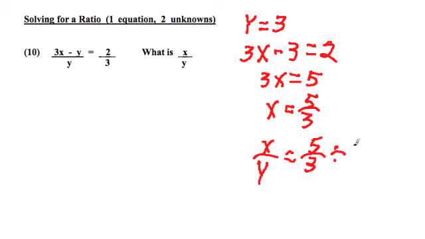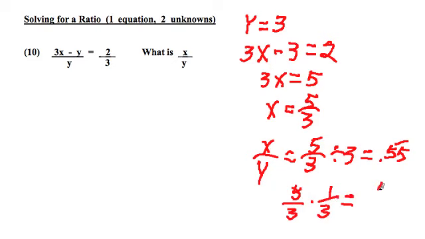So x over y is equal to 5/3 divided by 3, which on your calculator, you would get 0.5 repeating. Or you could also have done it by noting that dividing by 3 is the same as multiplying by 1/3, which would have given you 5/9. And this could have been a grid-in or a multiple choice question.